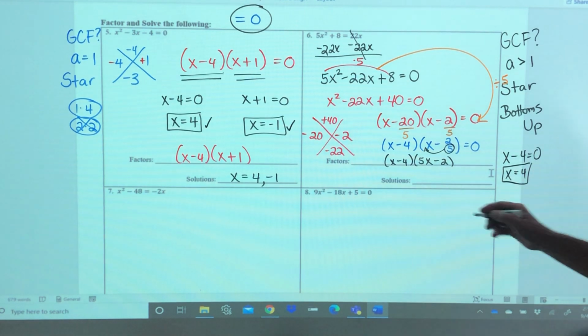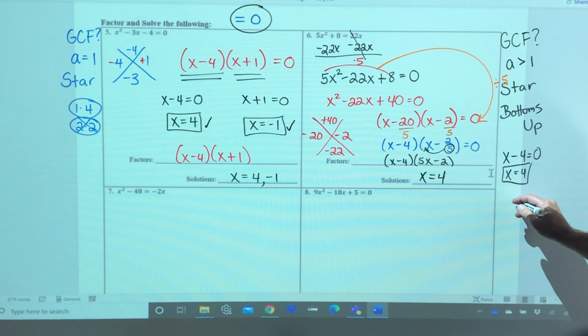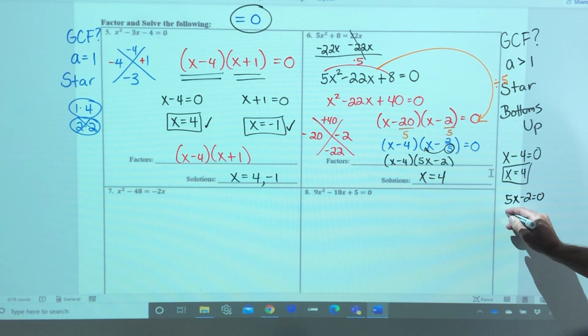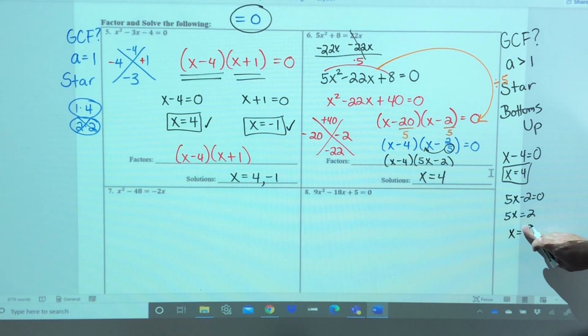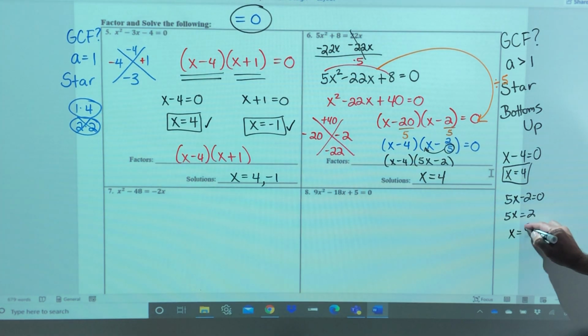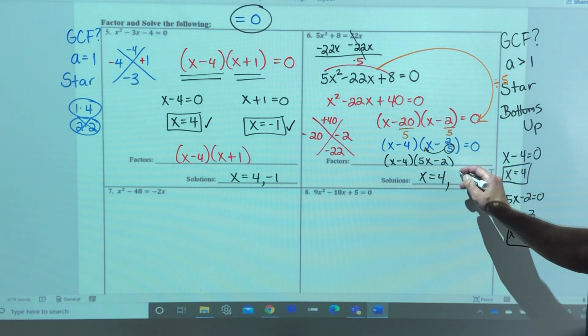Add 4 to both sides, so x will equal 4. And 5x minus 2 equals 0, so 5x equals 2. That means x equals 2 over 5. So the solutions are 4, comma, 2 fifths.